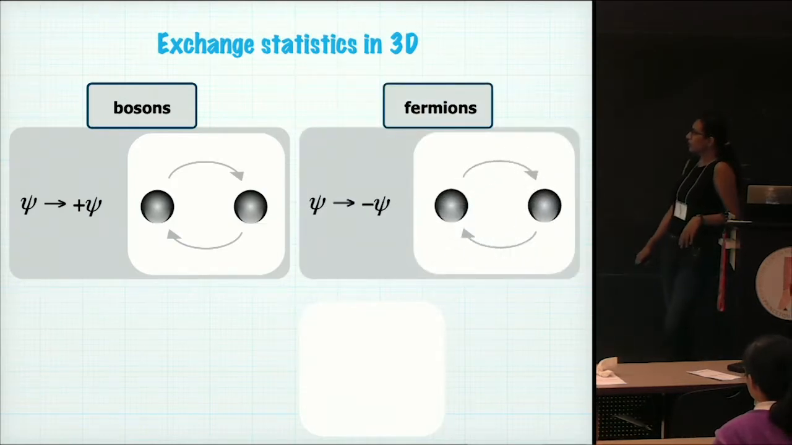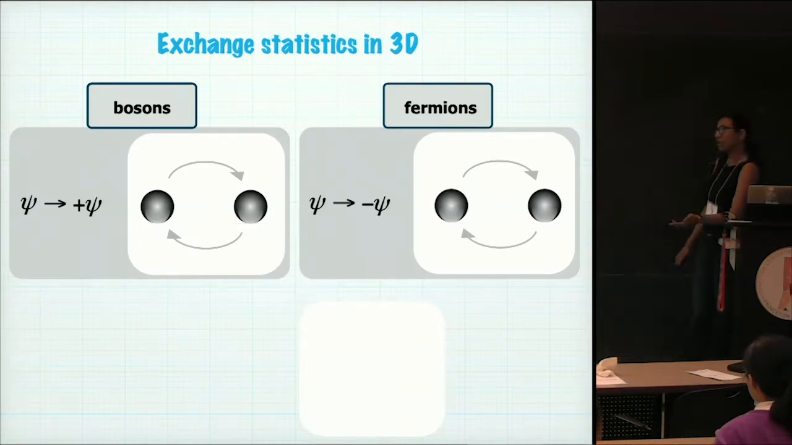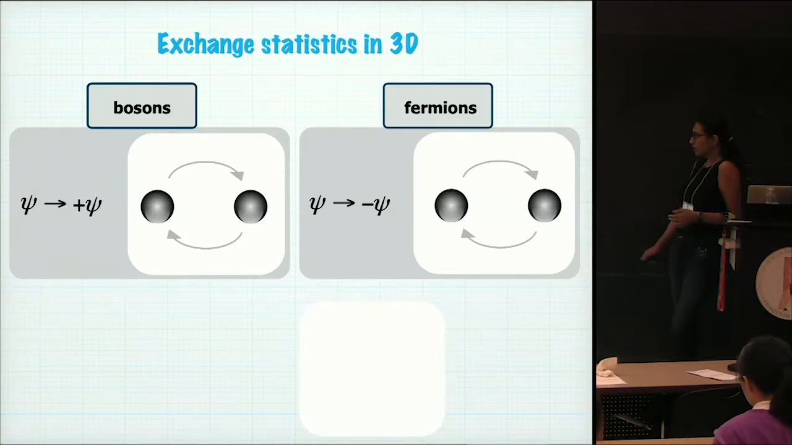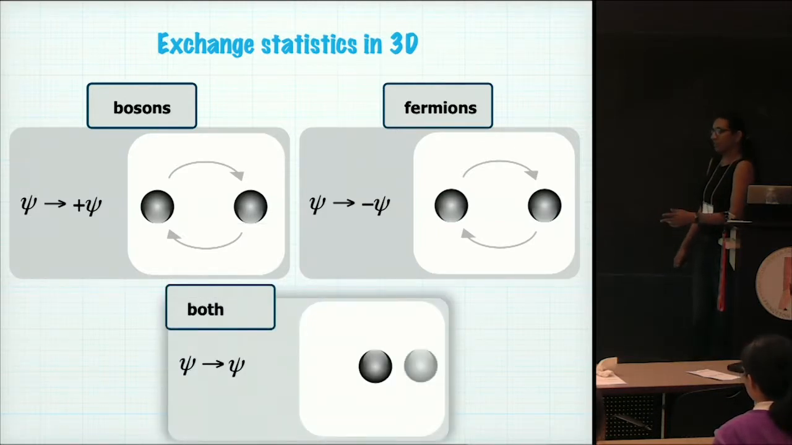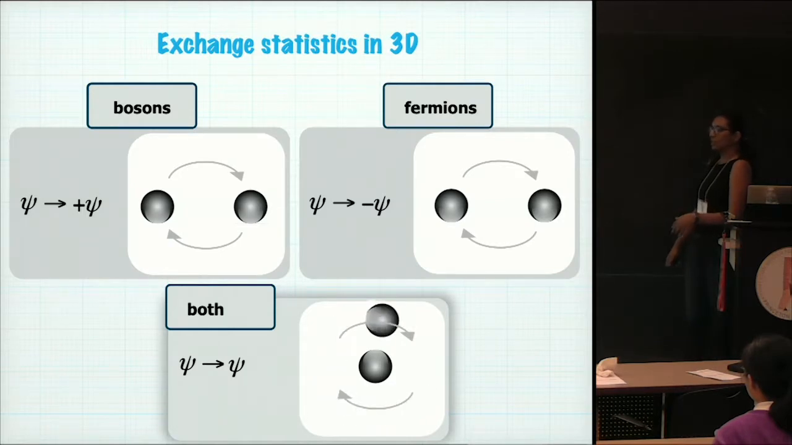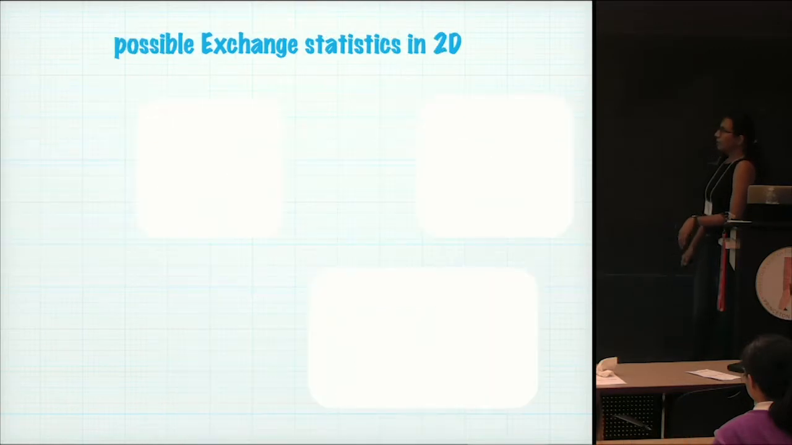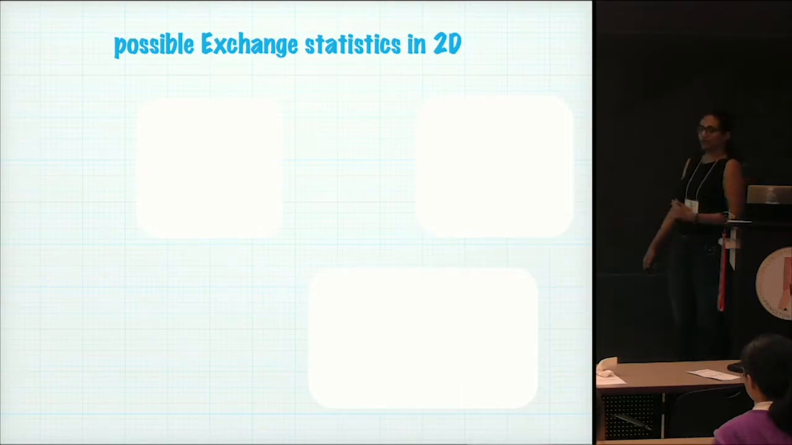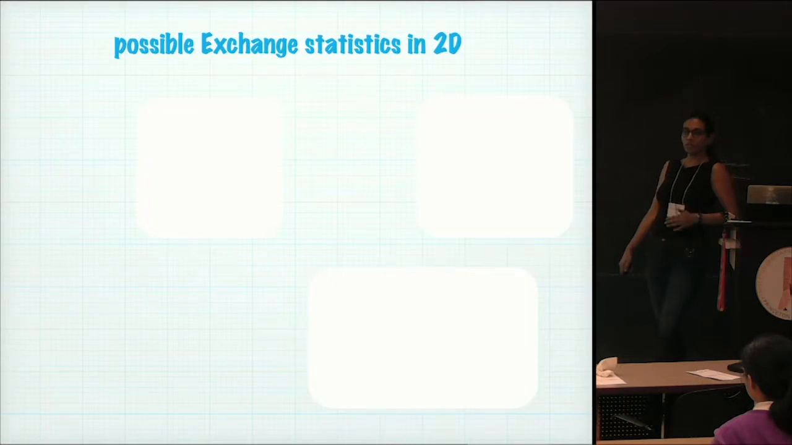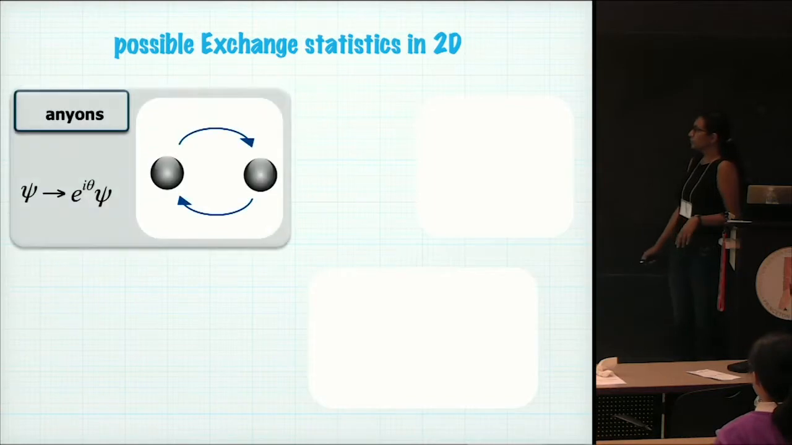In fermions, if a particle goes around another particle or exchanges with another one, we know that it picks up a minus sign. But in general, in both cases, if a particle goes around another particle, nothing really changes. But when we come to 2D, what makes these particles really special is that they are restricted to moving only in a 2D plane, not having another Z direction to move around, so they behave differently.